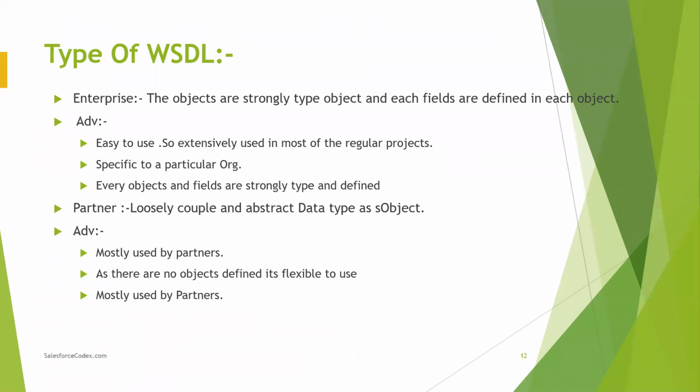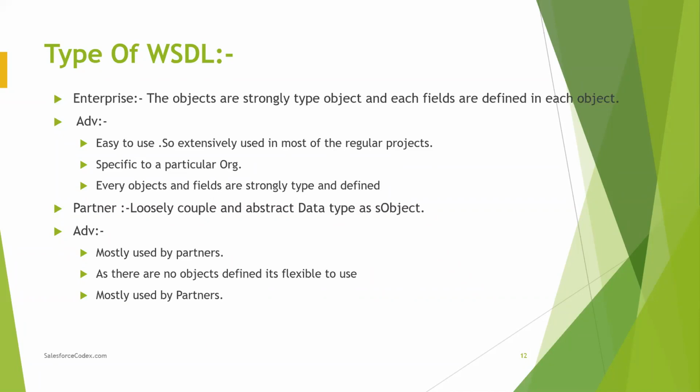Now, types of WSDL. In Salesforce, we basically have two types of WSDL. One is enterprise, one is partner. What is the enterprise? Let's assume that I am working in my Salesforce application and I have generated a WSDL file. Now your question should be, how can I generate the WSDL file? I'll show you.